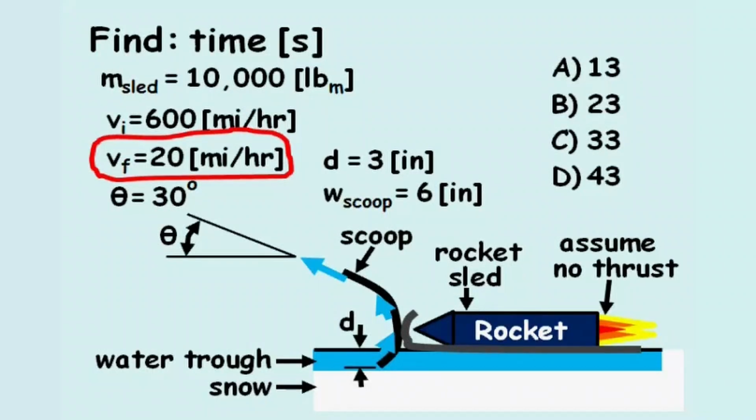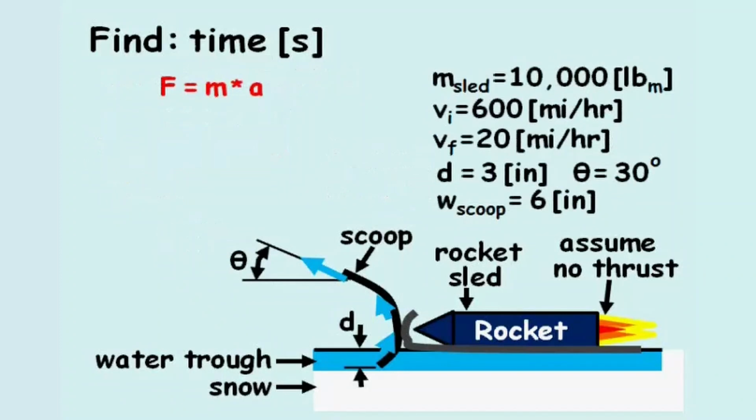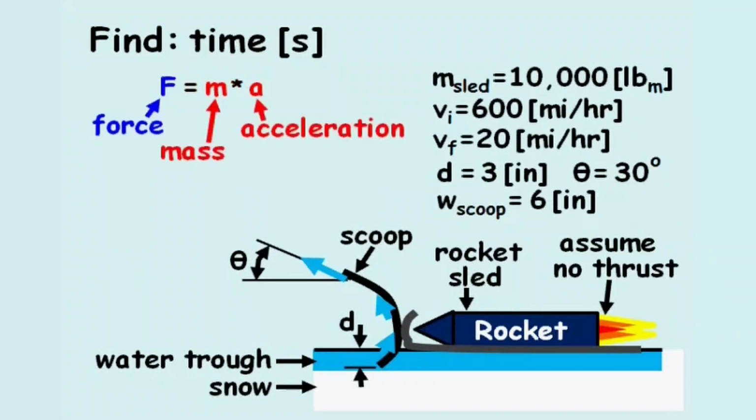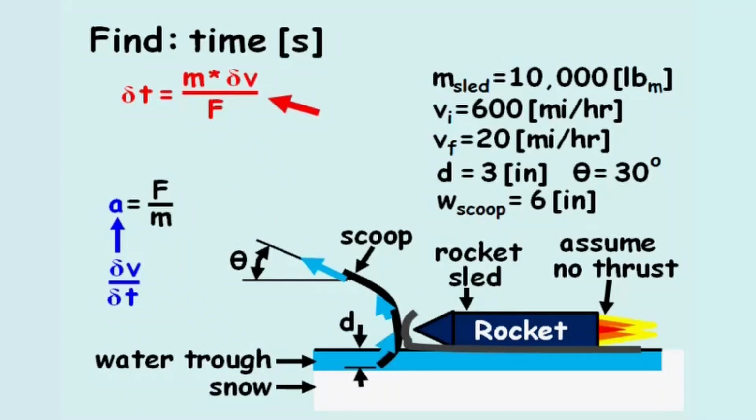From Newton's second law of motion, we know the force exerted on a solid body, F, equals its mass times the acceleration. If we isolate the acceleration term, a, and then equate the acceleration term to dv dt, and then isolate the term dt, then dt equals the mass times dv divided by the force.